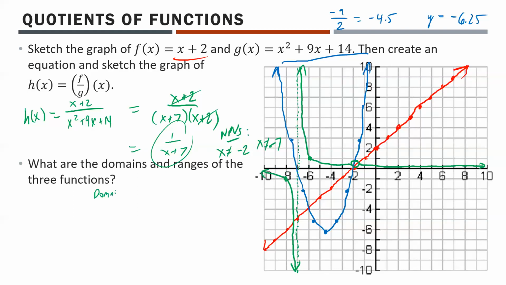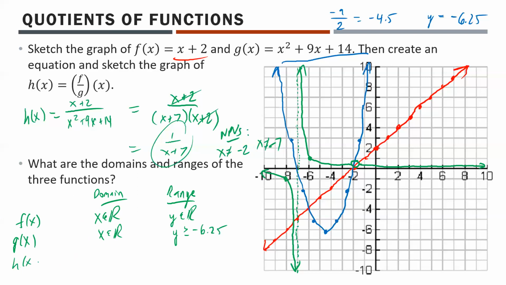For domain and range, let's wrap this up. Here we go. Domain, range, f of x. Domain on f of x is all real numbers. There you go. x is an element of all real numbers. Same with the range. y is an element of all real numbers. g of x, that's going to be our blue one. x is an element of all real numbers. y, however, is going to be greater than or equal to our minimum point here, which coincidentally was the same as before, negative 6.25.